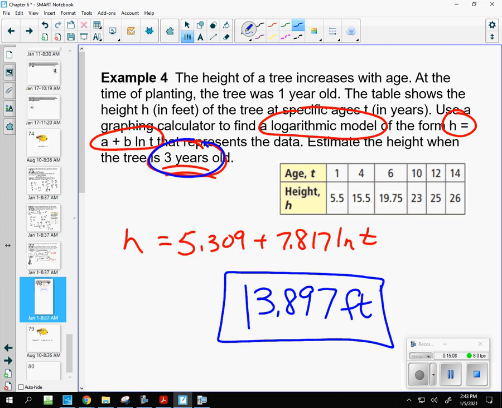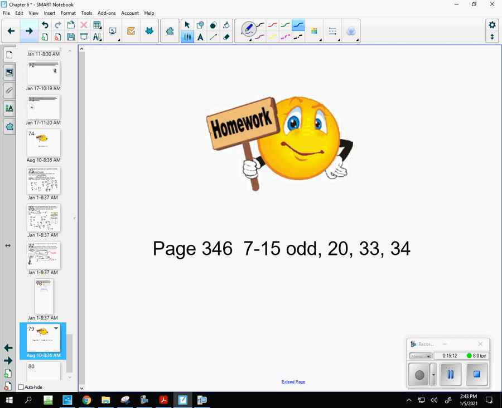This is actually the last lesson of Chapter 7. Your homework assignment tonight is a book assignment. If you have any questions, please make sure that you talk to your teacher, and good luck.